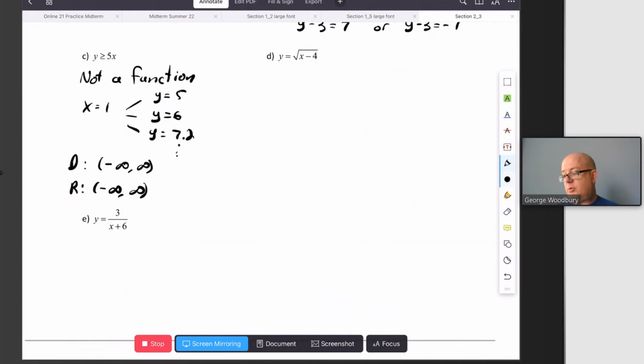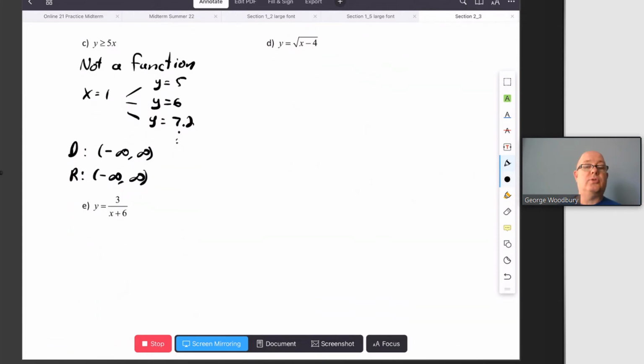All right, back to problem D, y equals the square root of x minus 4. This is a function because when you plug in a number for x, you're going to subtract 4 from it and get a unique result, and then you're going to take the principal square root of it and you're going to get a single number. So there are no problems with x being associated with two y's.